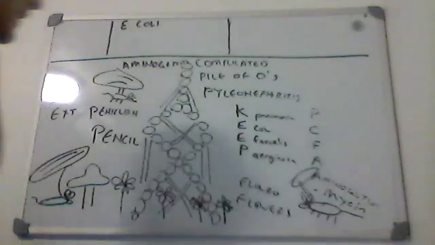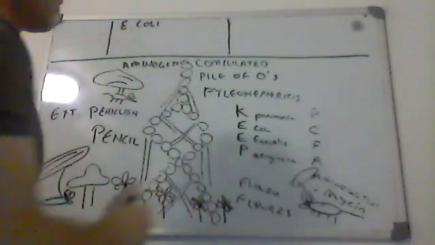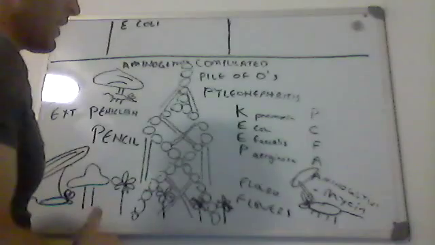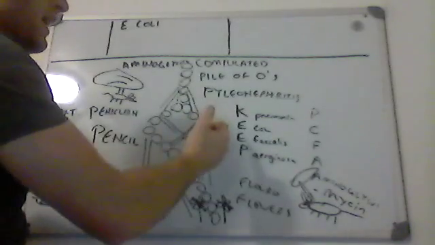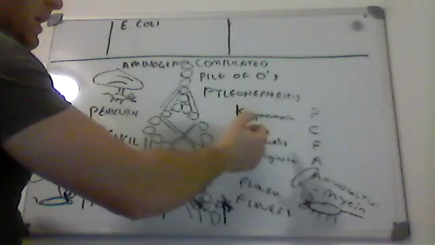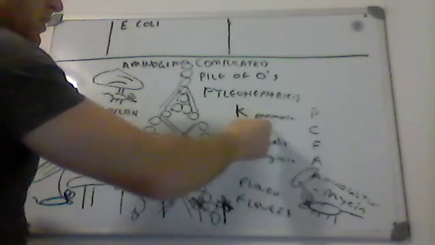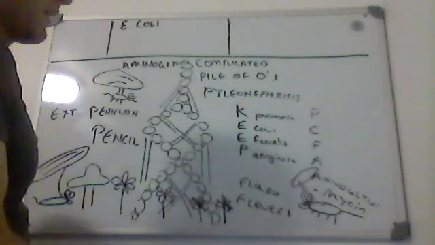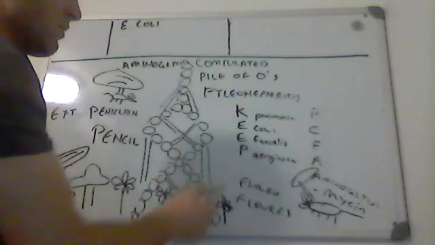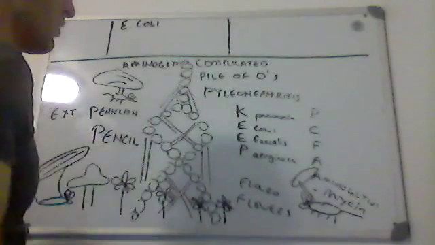So that's how we're going to take care of, really quick recap, complicated pile of O's. We're thinking we've got to keep it. Got to keep this complicated pile of O's. So we're thinking K for Klebsiella pneumoniae, E for E. coli, E for E. faecalis, and P for Pseudomonas aeruginosa. So keep the complicated pile of O's.